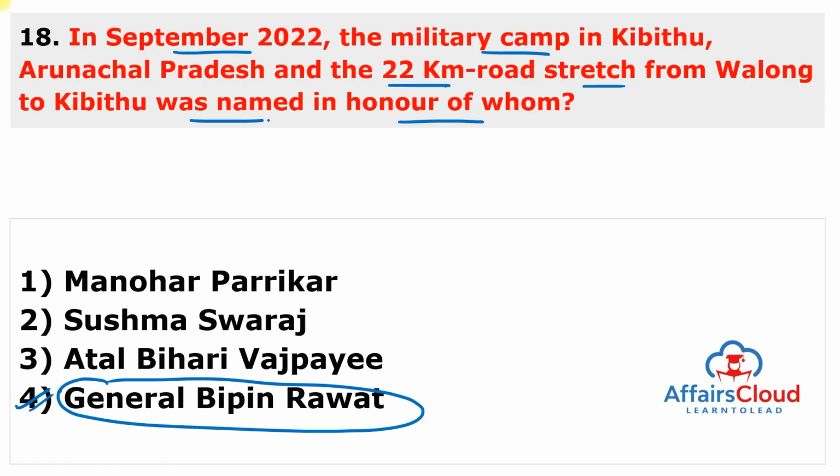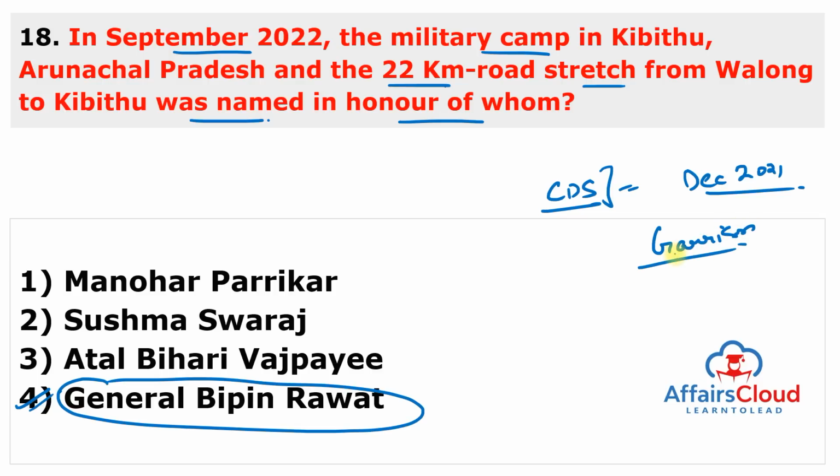So the military camp in Kibithu, Arunachal Pradesh, and the 22-kilometer road stretch from Walong to Kibithu were named after General Bipin Rawat, India's first Chief of Defence Staff, who was killed in a chopper crash in December 2021. The military camp in Kibithu has been renamed General Bipin Rawat Military Garrison, and the road was named General Bipin Rawat Marg. The road was dedicated by Pema Khandu ji, Chief Minister of Arunachal Pradesh.